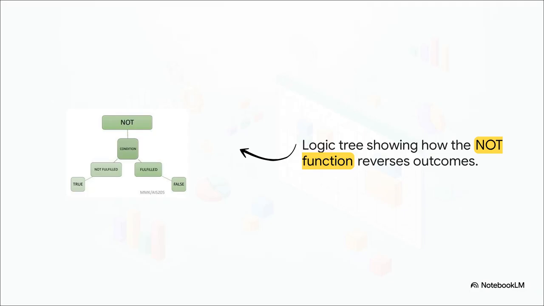Let's look at this logic tree super carefully. See how the fulfilled path actually leads to false and the not fulfilled path leads to true? Actually, my students often get tripped up right here in exams when they're trying to reverse a true statement into a false one. Just remember, NOT simply reverses whatever the original answer was supposed to be.